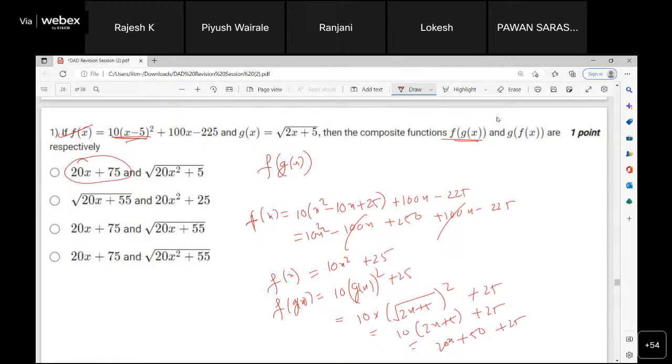Any doubt in this part? Composite function means simply we are replacing this x with the particular function, g of x. So f of g of x means replace x in f of x by g of x. So we get this value, that is 20x plus 75. Now the same thing is here. Now you can find g of f of x, right? Now I have to replace this x by f of x.